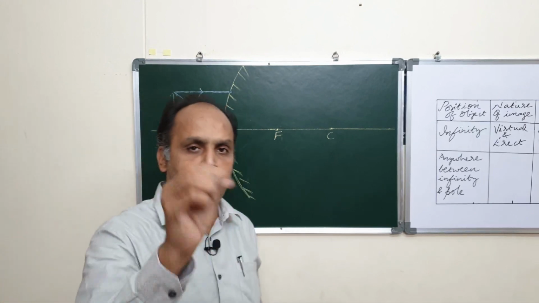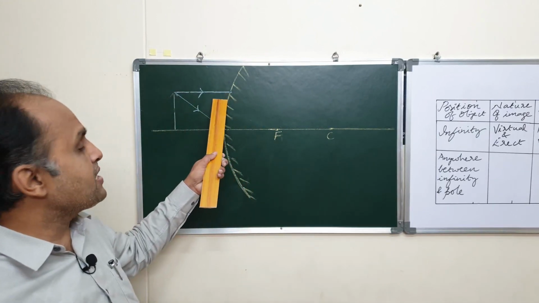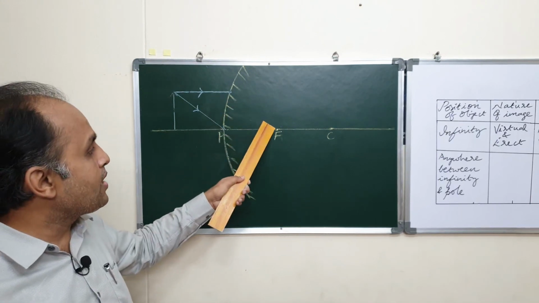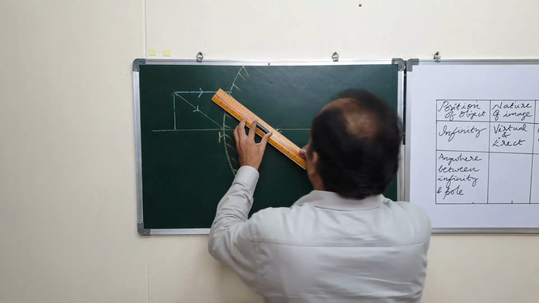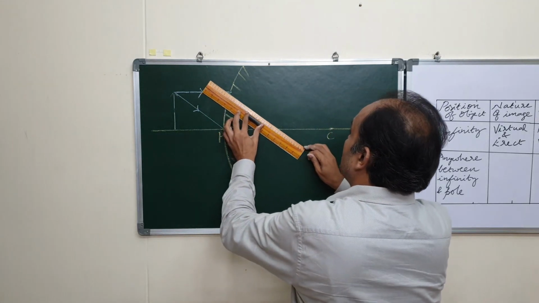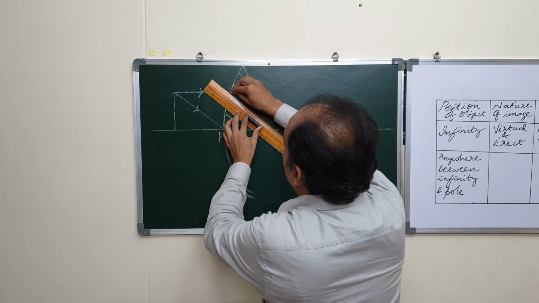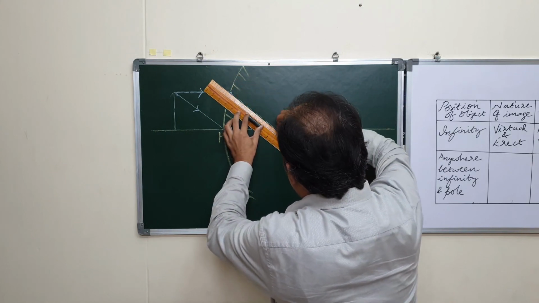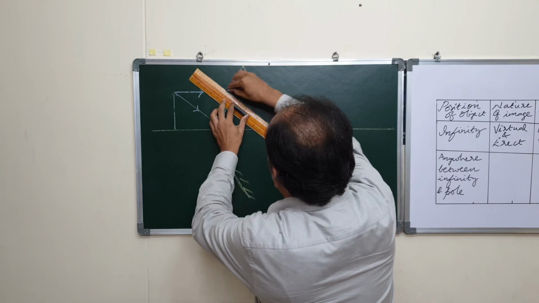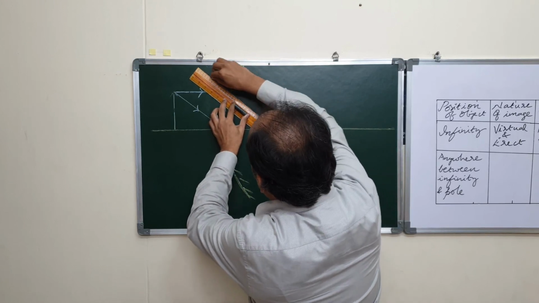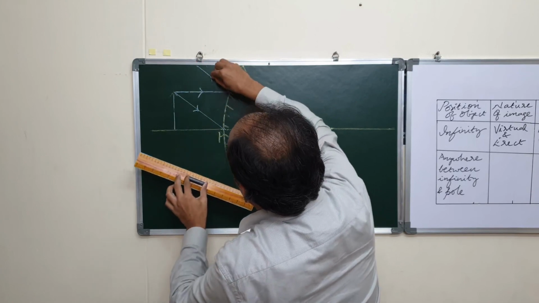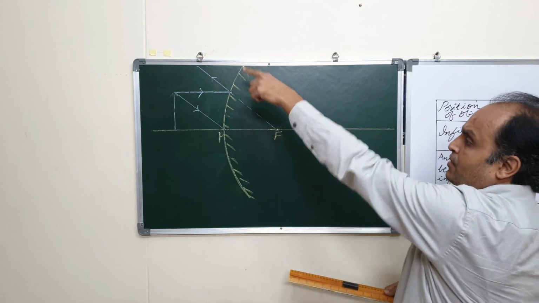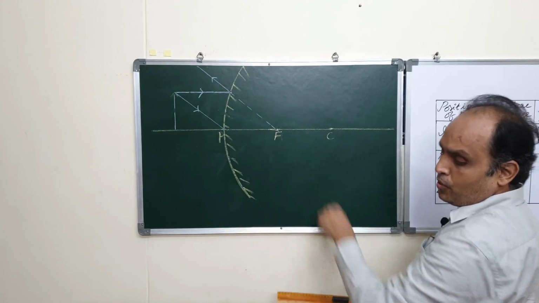Now according to the first rule, any ray of light which comes parallel to the principal axis, after reflection appears to diverge from the focus. So again, what we did in the previous diagram, the same thing we are going to do. We are going to draw the rays of light appearing to diverge from the focus. So this is the first ray of light which is getting reflected and appearing to diverge from the focus.